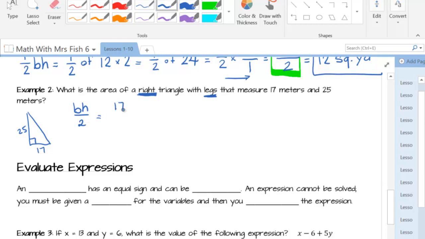So we've got 17 times 25 divided by 2. And for the sake of time, I'm going to go ahead and just write the multiplication answer, the product. We've been working with divisibility rules, and the students should know that because this is not an even number, it's not going to come out evenly, and that's okay. We're going to use short division again to do the dividing.